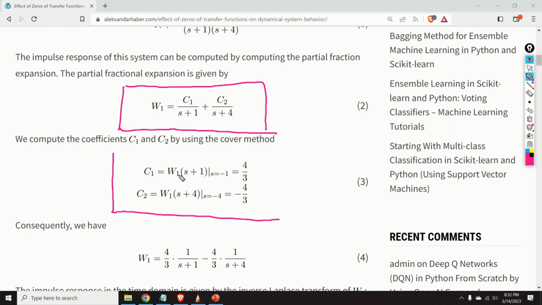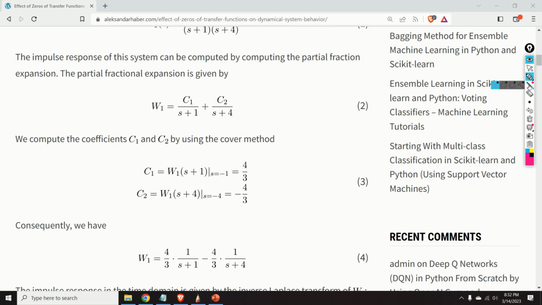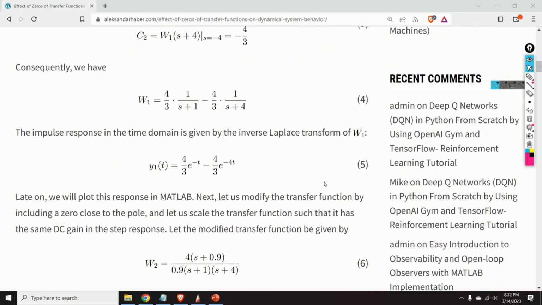C1 is simply W1 times s plus 1 evaluated at s equal to minus 1, and we obtain 4 over 3. Similarly, C2 is minus 4 over 3. Substituting these two values, we obtain equation number 4. Now, obviously, if we apply an inverse Laplace transform to equation number 4, we obtain equation number 5. And this is the impulse response of our original system.